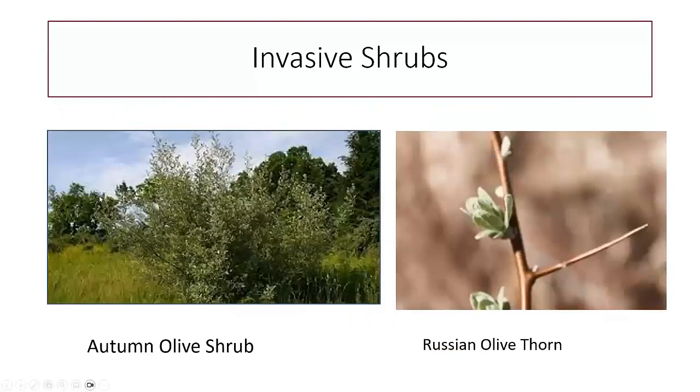Here's an example on the left of an autumn olive. It does have silvery gray leaves. The Russian olive is characteristic for these rather extensive thorns. So both of these have been used as landscaping plants. There are lots of better alternatives.